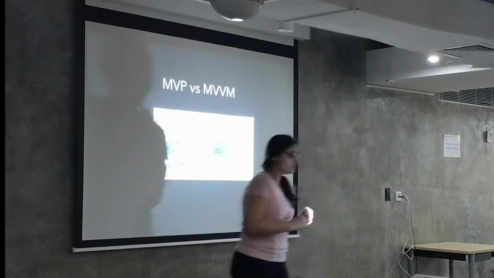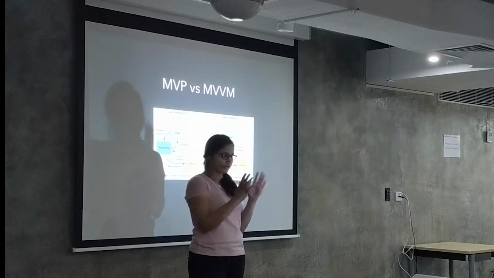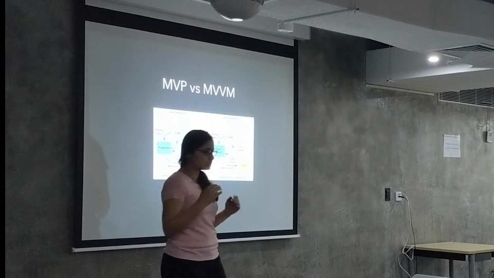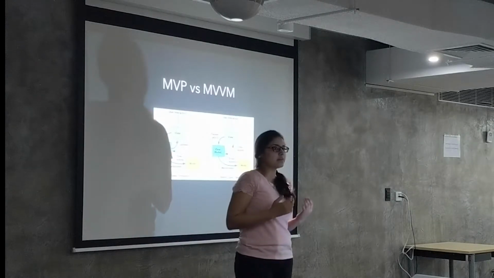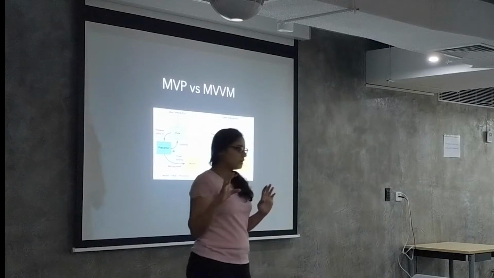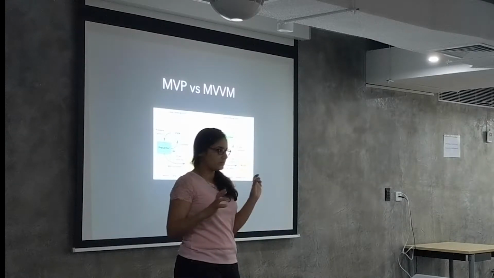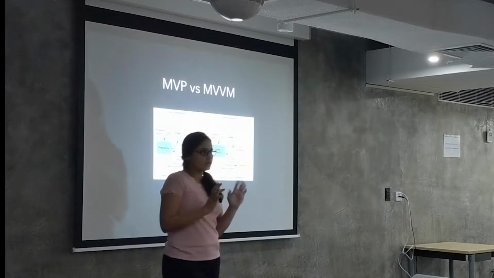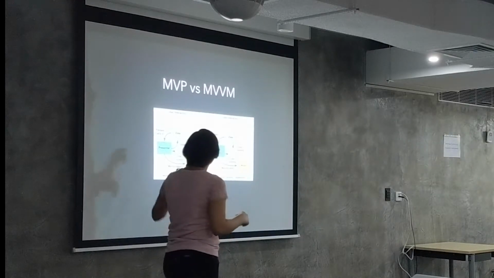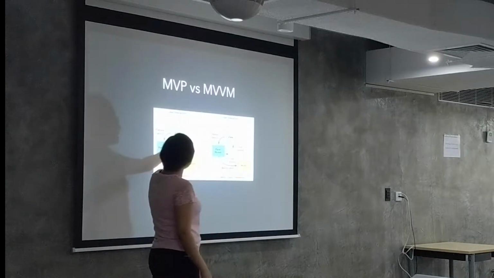Since I work with a team that has worked with MVP and I work with MVVM, I can let you know the differences. There are 3 entities: model, view, and presenter, and model, view model, and view. If you see, only the middle one is changing, which is the presenter, and in this case it's the view model. Apart from that, everything else is common.